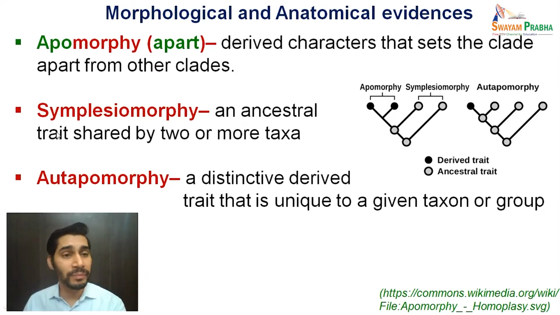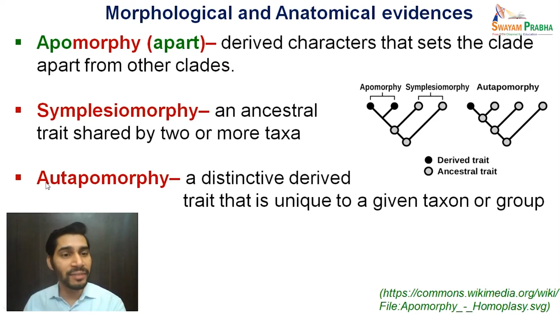There is another phenomenon called symplesiomorphy, wherein an ancestral trait is shared by 2 or more taxa. So let's say these are 2 taxa, and there is an ancestral trait which is coming from, let's say, here to here, and it is being shared by these 2. So this is called symplesiomorphy.